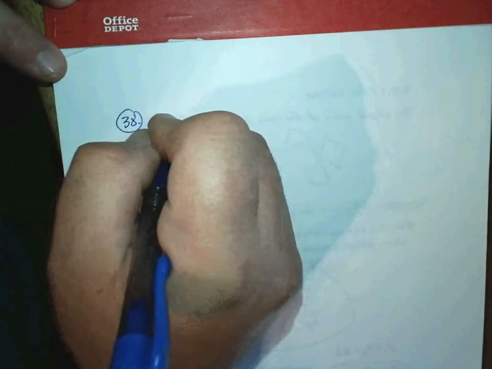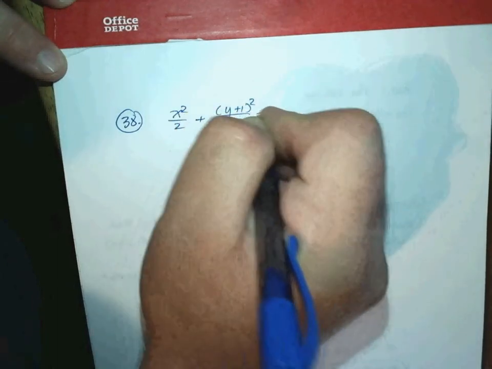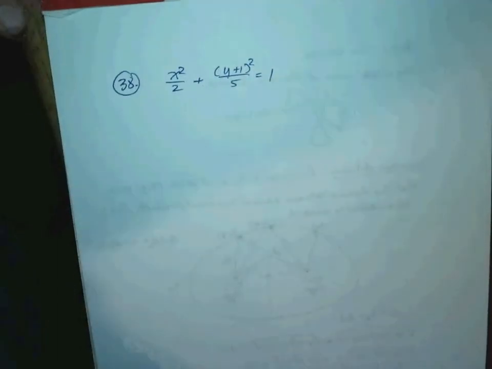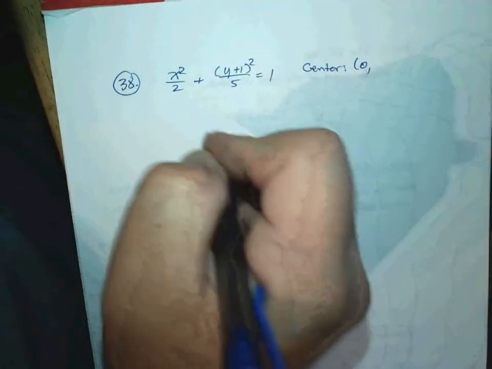All right. Let's jump down to problem number 38. We want to graph the ellipse. And here we're given x squared over 2 plus y plus 1 squared over 5 equals 1. Okay, we want to note where the center of the ellipse is. We want to note where the vertices are, meaning the endpoints of the major and the minor axes. And we want to note the location of the focal points for this ellipse.